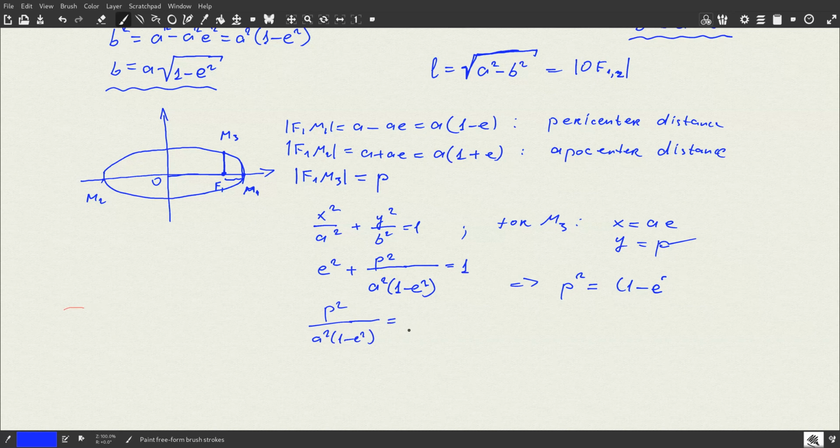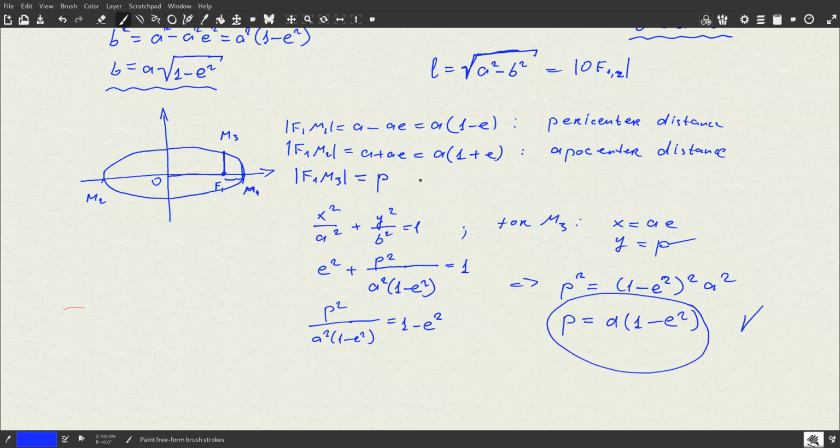In this case, it is equal to 1 minus e squared. Yes, and then multiplying, no, it's okay. Multiplying by 1 minus e squared, we get p squared is (1 minus e squared) times a squared. No, that's fine. And eventually, we assume that p is positive, and therefore p is just a times (1 minus e squared). Yeah, that's correct. P is the focal parameter, a times (1 minus e squared).